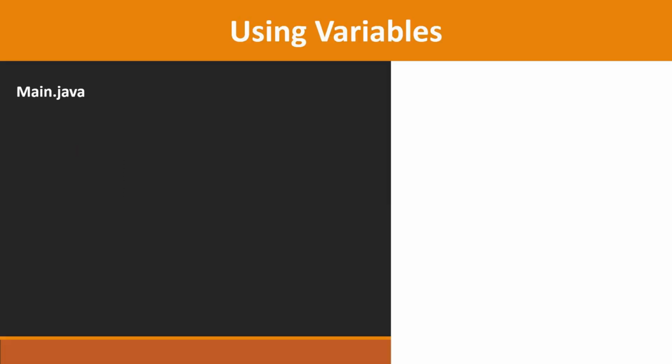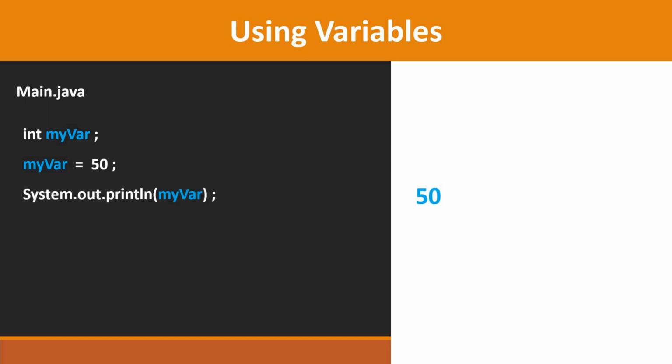Let's take a quick look at some examples of using variables. So we'll start by declaring a variable myVar. Now at this point, myVar is considered an uninitialized variable, which means it's been declared but does not yet have a value, so we can't yet use it. But once we assign a value to myVar, we're then free to use it. So let's go ahead and print out myVar, which of course displays the value 50.